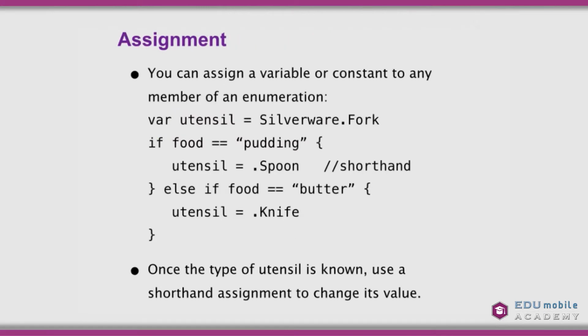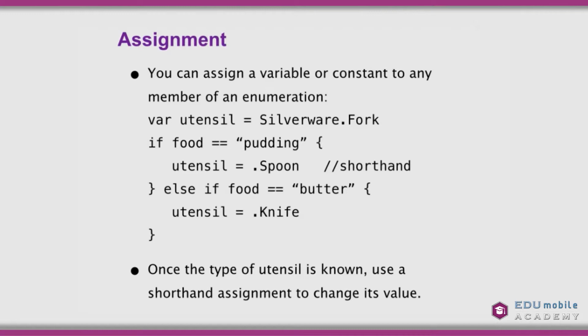So you can assign a variable or constant to any member of an enumeration. So let's create a variable called utensil. It is created as a Silverware.fork. All right, so it's one particular type of silverware. It is silverware whose member is a fork.